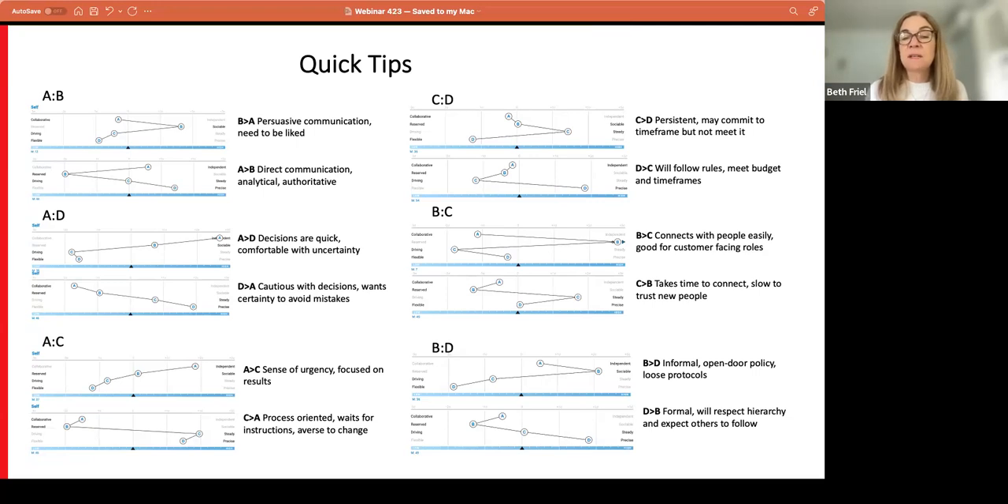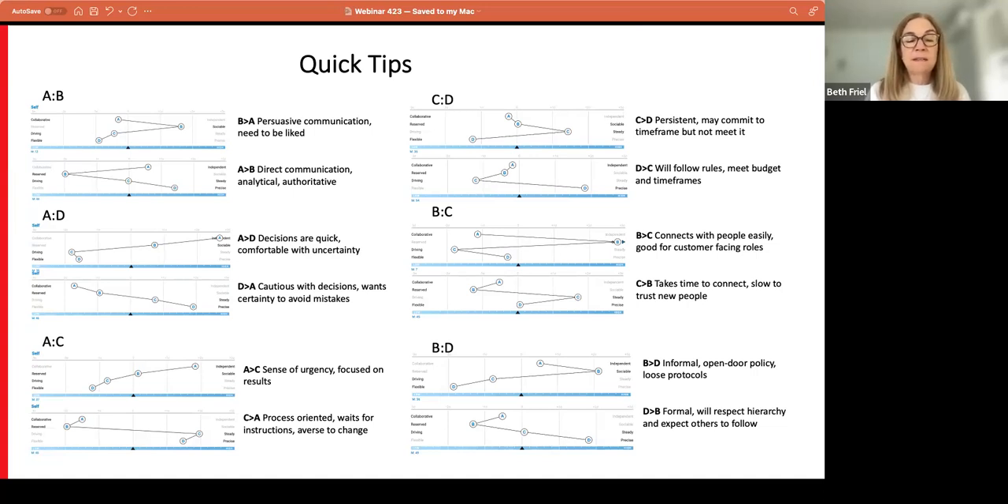A and D, it's about decision making. A higher than D, decisions are quick. They're comfortable with uncertainty, and I like my ideas best, and I don't need much information. Easy. D higher than A, I'm cautious with decisions. I want to make absolutely certain I'm not making a mistake.